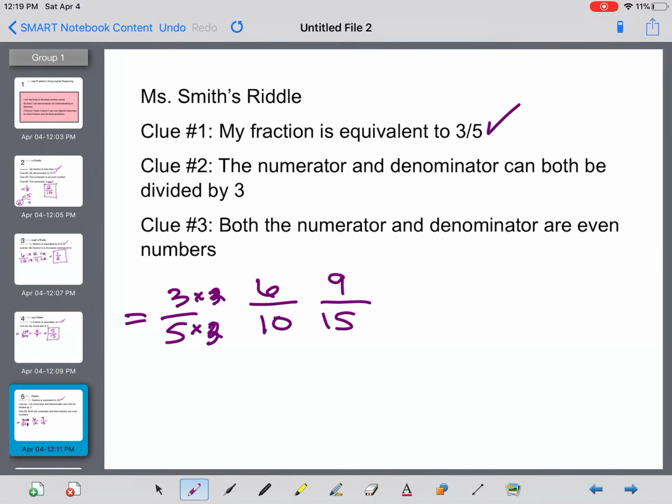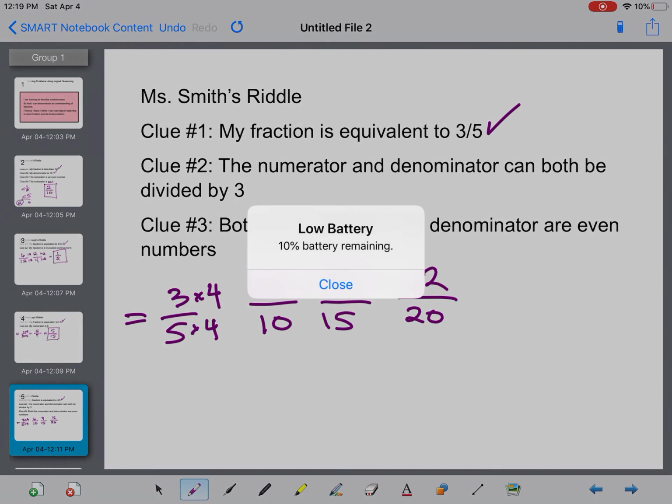Then I go to clue number 3, and it says both the numerator and the denominator are even numbers. If I look at 9 over 15, I can see neither of those numbers is even. So I'm not actually done yet. I need to keep going. Now I'm going to multiply these by 4 and see what that gets me. 3 times 4 is 12. 5 times 4 is 20. Those are both even numbers. Can I divide them both by 3? I could divide 12 by 3, but 20, not so much.